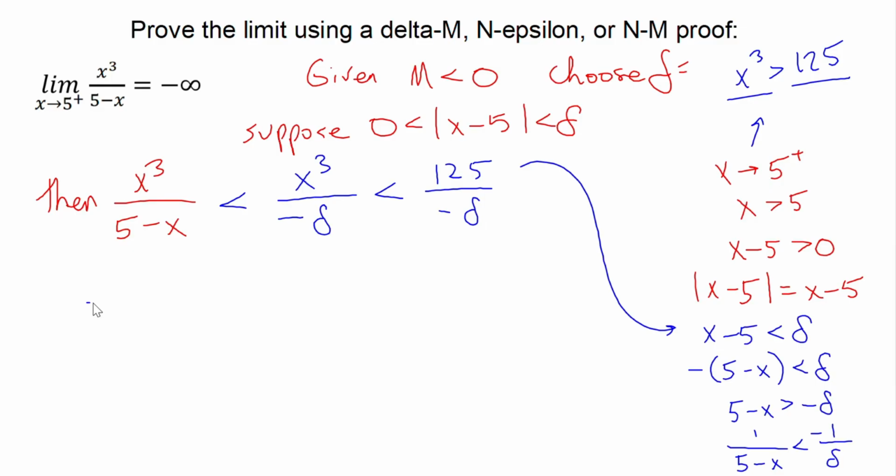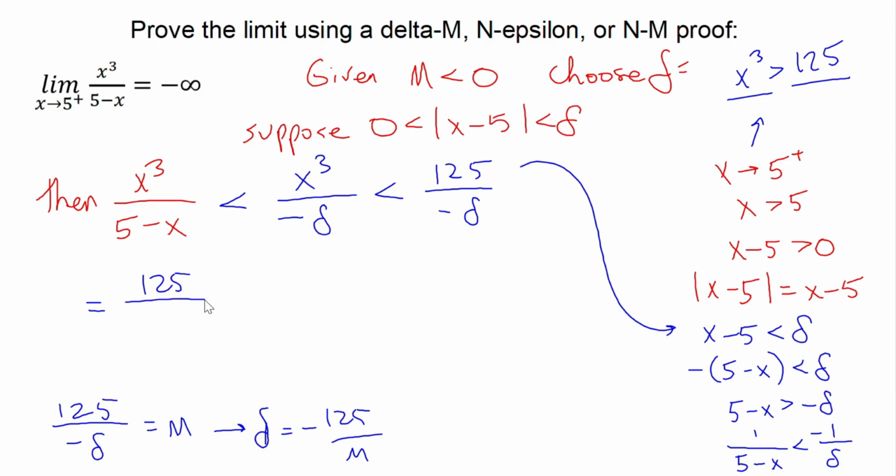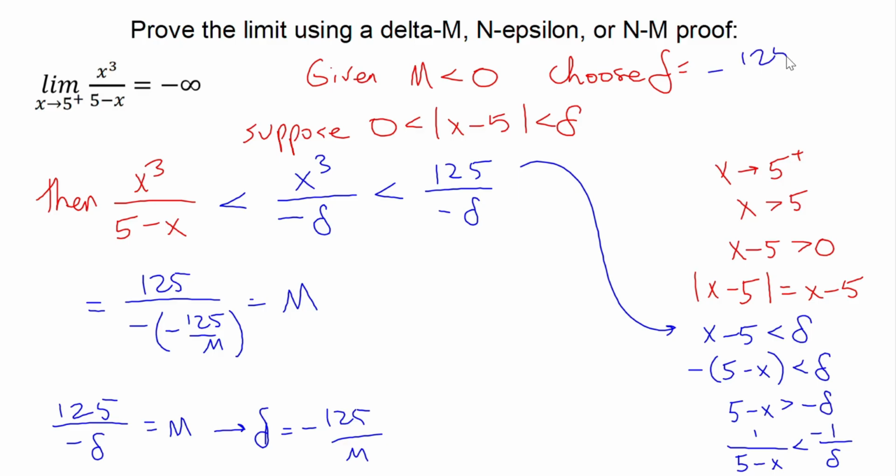And now we're done. We can just say this is equal to, and maybe we want to do the work off to the side, where we have 125 over negative delta is going to be our m. That means that delta is going to be negative 125 over m. So this is the same as 125 over negative 125 over m, which is just m. So we'll choose delta to be, and I got to get rid of this here. Delta will be equal to, we had negative 125 over m.